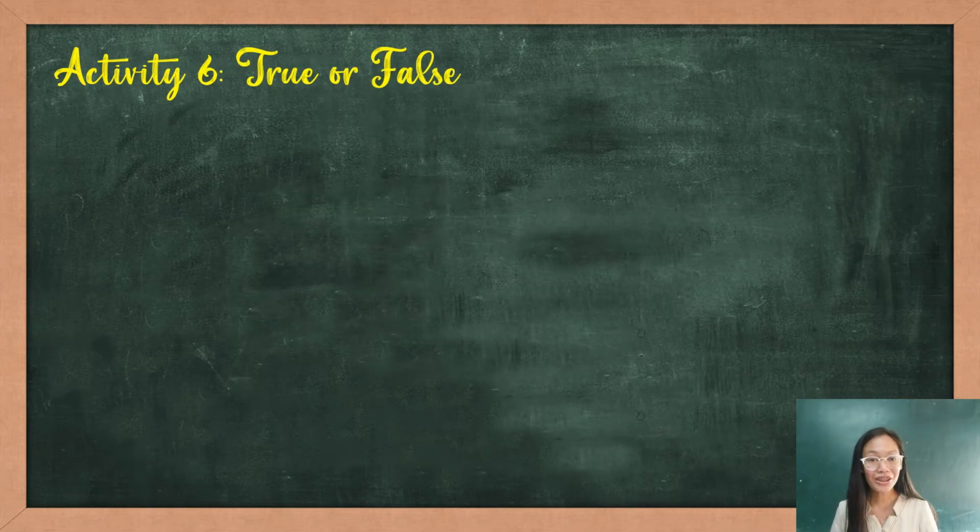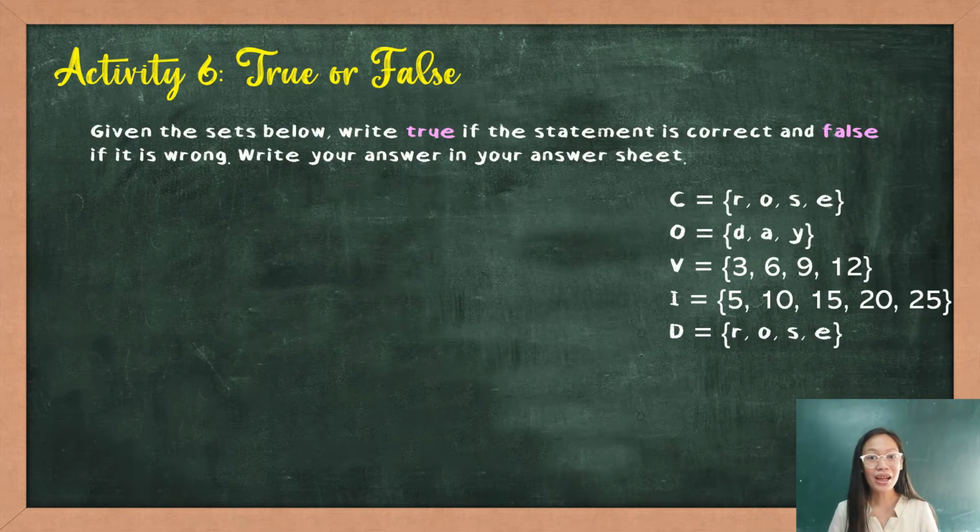Let's evaluate your learnings in our Activity 6. With the given sets below, isulat ang true kapag yung statement ay tama at false naman kapag yung statement ay mali. Ito yung ating pagbabasehan ng ating sagot. The sets are named as COVID. Naku, hindi pa rin natatapos yung pandemya. Sana ay darating na yung panahon na tayo ay magkikita-kita muli sa ating face-to-face classes. Ngayon, eto na ang mga katanungan.